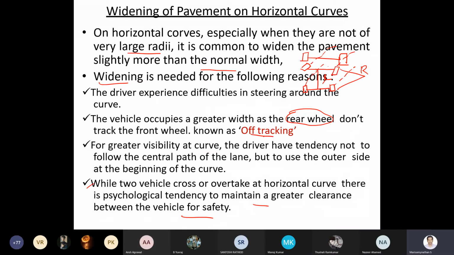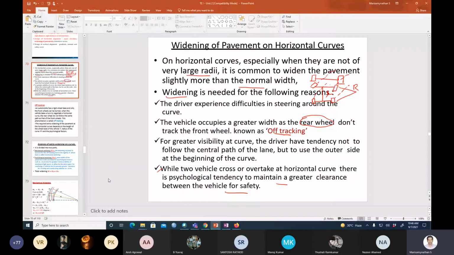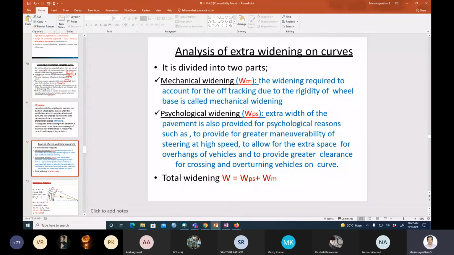When talking about the design, let me explain in one note. When it comes to the design, the extra widening is divided into two major parts: one is the mechanical widening, the second is the psychological widening. When we add both components together, we come to know what the extra widening will be. The mechanical widening is required to account for the off-tracking. Previously I explained off-tracking, right? The off-tracking is due to the rigidity of the wheelbase. That we account for by providing the mechanical widening. That is with respect to the first component.